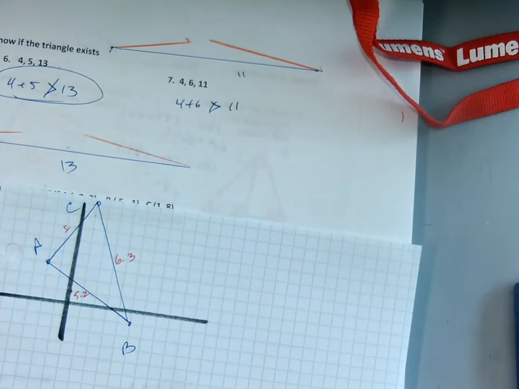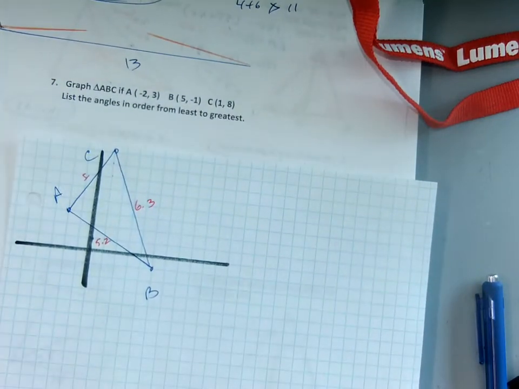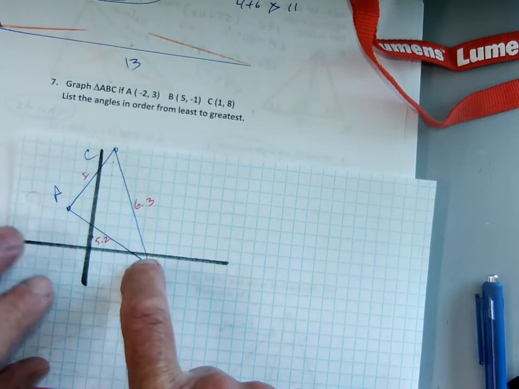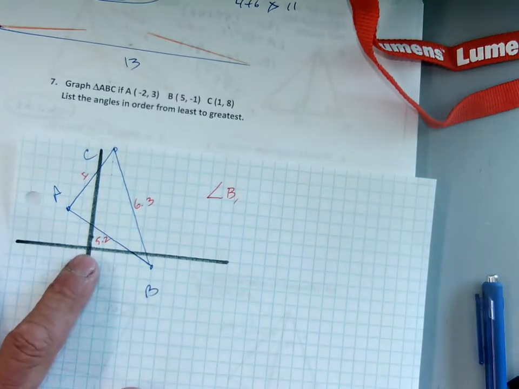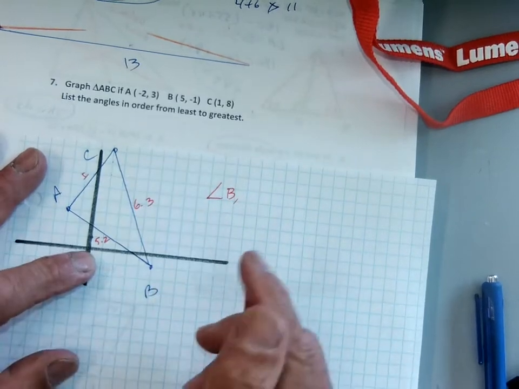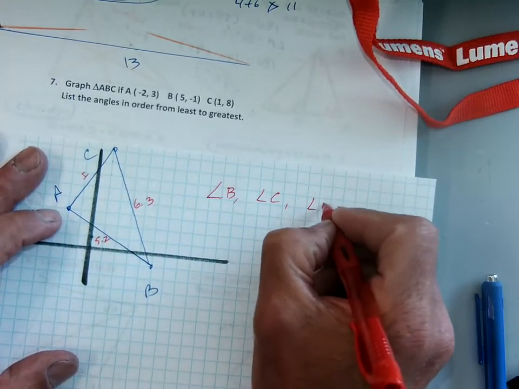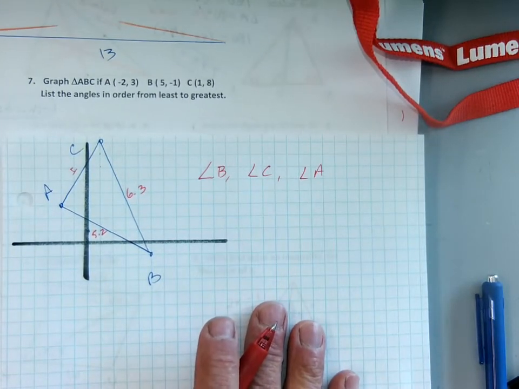Now that I have my triangle and lengths, list the angles in order from least. So which one's got to be the smallest angle? Angle B, because it's opposite the smallest side. So angle B. Then what's the next biggest? Angle C, right? Because it's opposite the next side. And then what's the biggest? Angle A. Okay? That should be easy. You guys agree? Isn't it nice to do some easy geometry for a change?